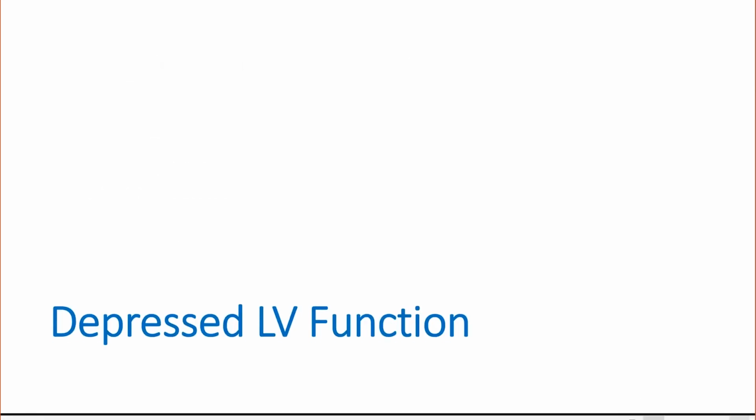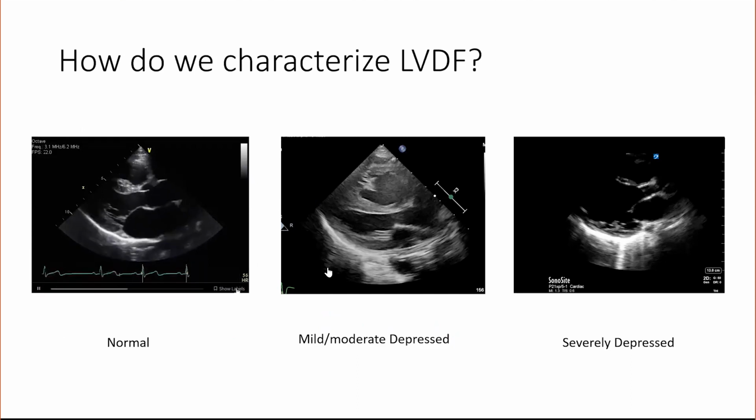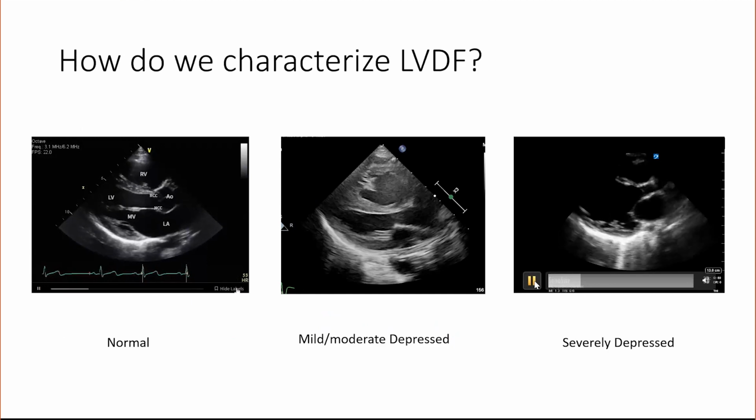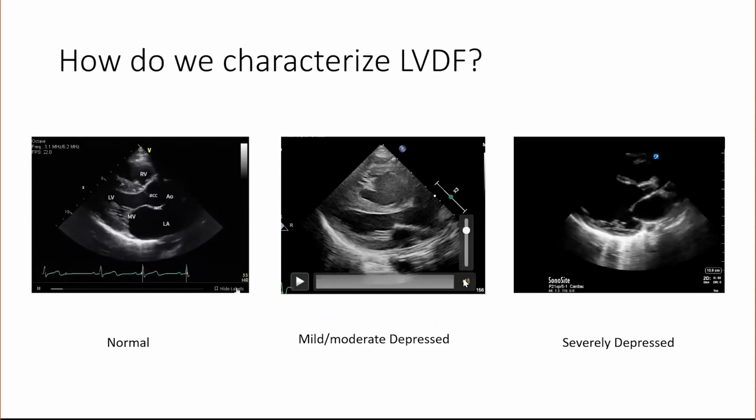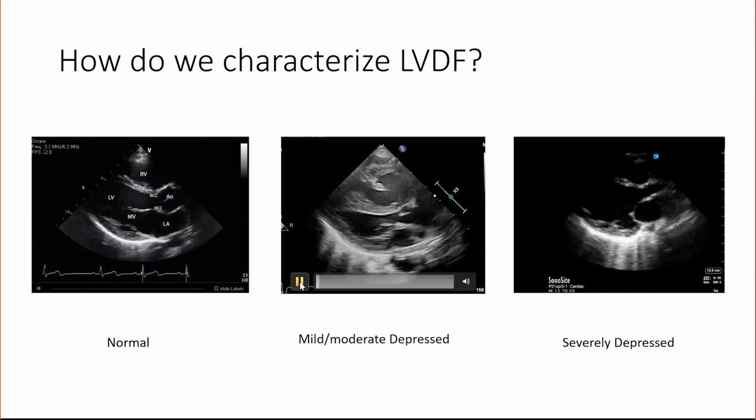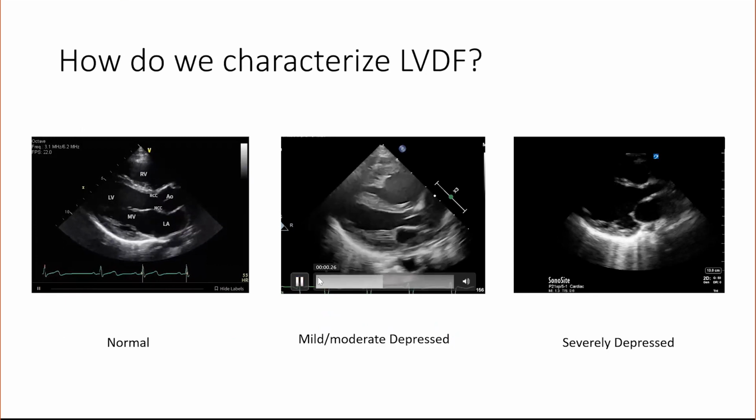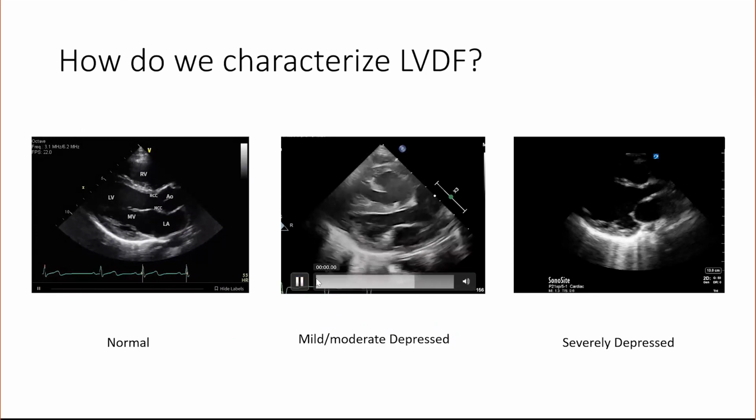So depressed LV function. How do we characterize the left ventricle? We have seen this. This is normal, and this is severely depressed function. Mild and moderate depression is hard to say with a qualitative echo, but this echo was called by my cardiologist as a moderate depression. It appears to be brisk, and a lot of that is just because the heart is beating too fast. But you can see the cavity is not diminishing as much as we would like it to, and the walls are not getting thickened.